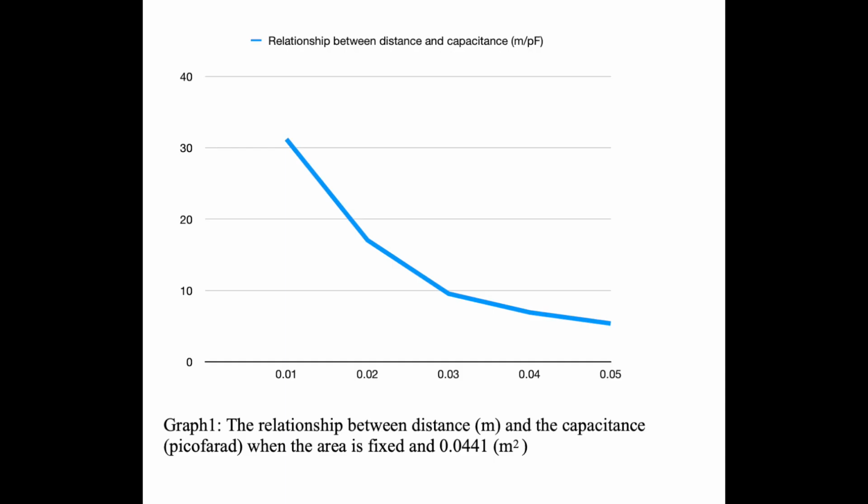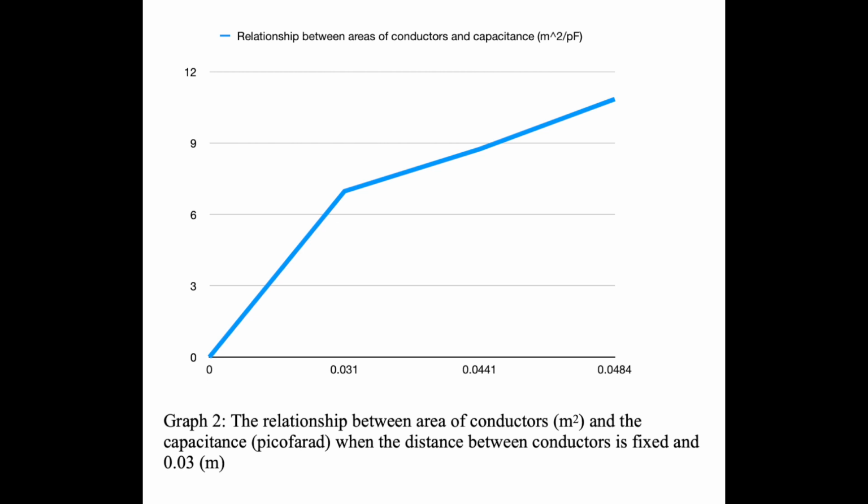26.85%. As a result, when I drew the graphs with this data, I saw that the distance between the conductors and the capacitance value are inversely proportional. However, the area of the conductors and the capacitance value of the conductors are directly proportional.